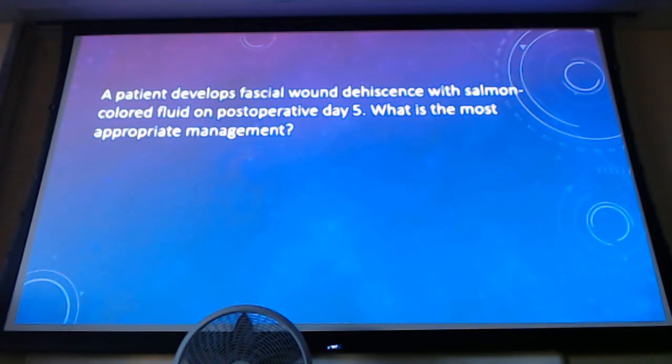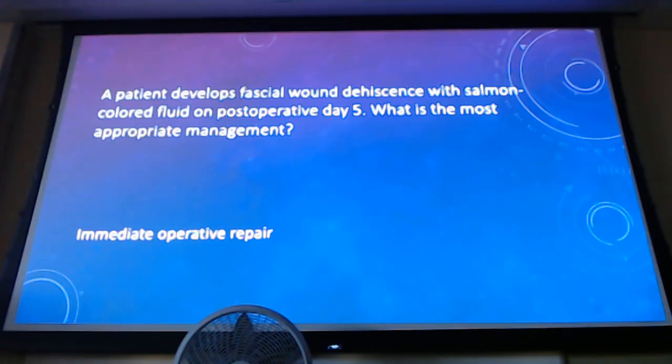Patient develops a fascial wound dehiscence with salmon-colored fluid on post-op day 5. What's the most appropriate treatment? First of all, what is it? Yes, peritoneal fluid coming up through an abdominal wound that we caused, okay? The abdominal wound, that midline incision, is dehiscing, so what do we have to do? We just leave it? No, we don't just leave it, that's good. We take it back to the OR, right?